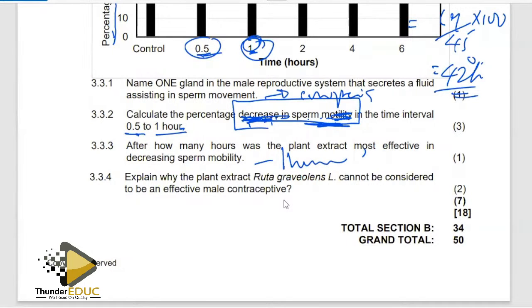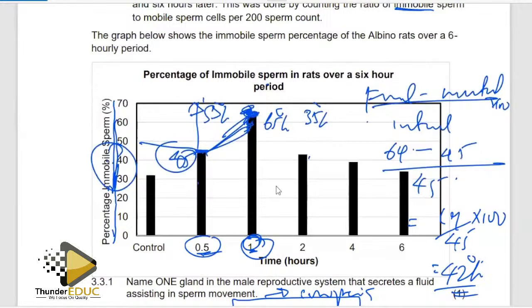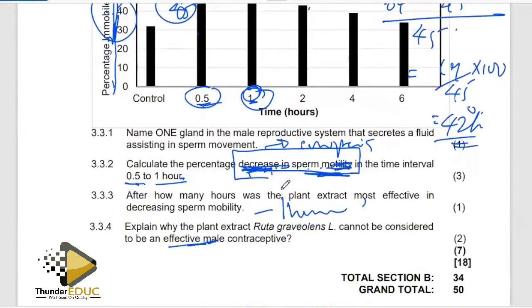After 1 hour, explain why the plant extract cannot be considered as ineffective as a contraceptive. There is still another percentage. Imagine this, even for the most effective, it's still 35% of sperms that are still motile. They can fertilise the ovum and then automatically become pregnant.